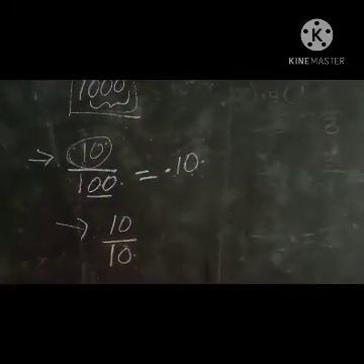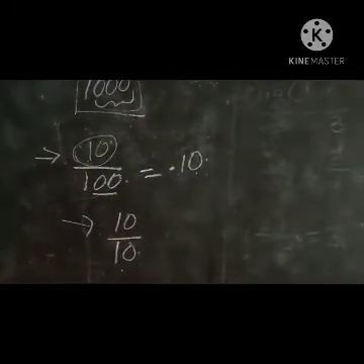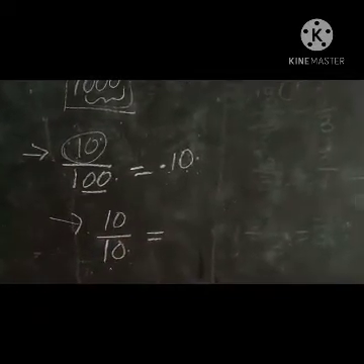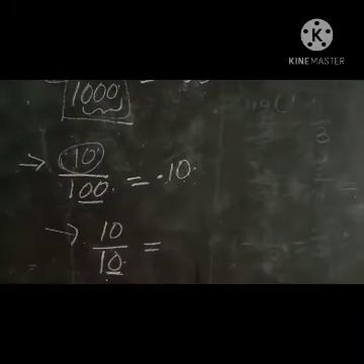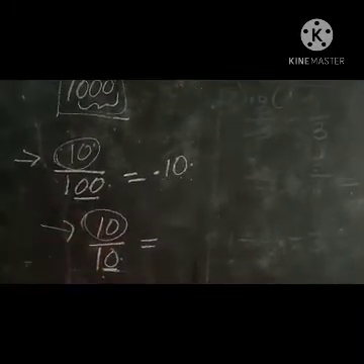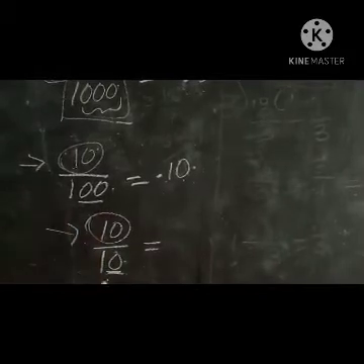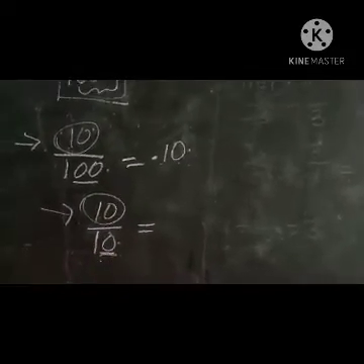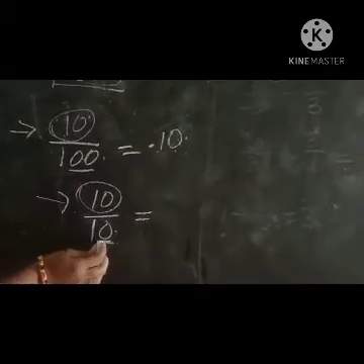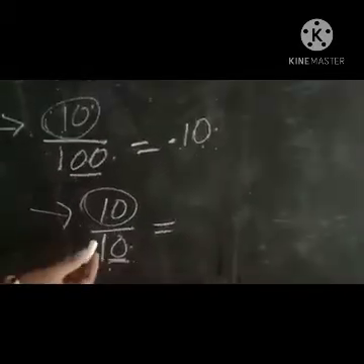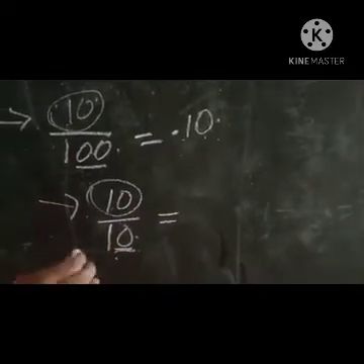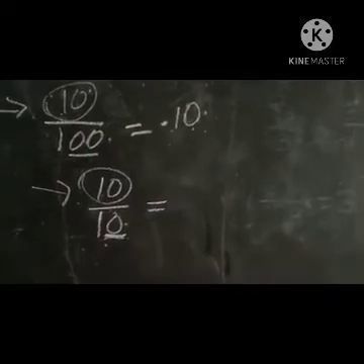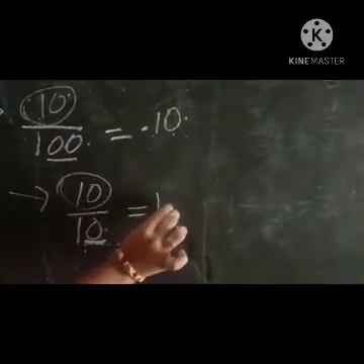And now see here ma, 10/10. 10/10 means which? How will we write this number? How many zeros are there in the denominator? Only 1 zero is there. But in the numerator 2 numbers are there, no? But in the denominator only 1 zero is there, no? After the point only 1 number we have to write. ఇక్కడ మనకి ఎన్ని zeros ఉన్నాయో అన్ని numbers ఉండాలి పాయింట్ తర్వాత. And how will we write this number? 1.0.